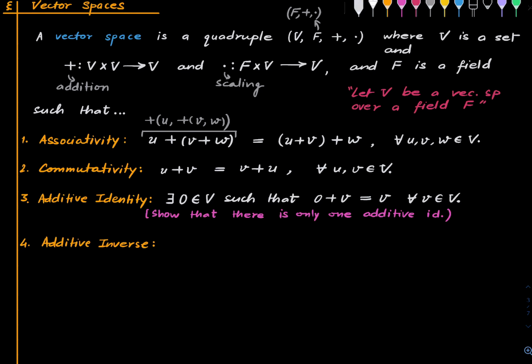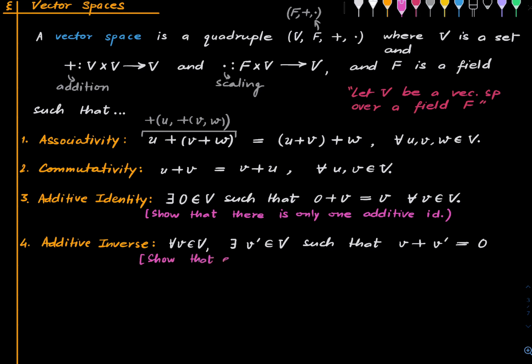So it says that for all vectors, so elements of this quadruple, or rather elements of this set, will be called vectors. So for all vectors V in the set capital V, there exists some V prime such that if you add the two, you get the additive identity. Okay. And just like in fields, this is unique. This is called the additive inverse of V, and show that the additive inverse is unique.